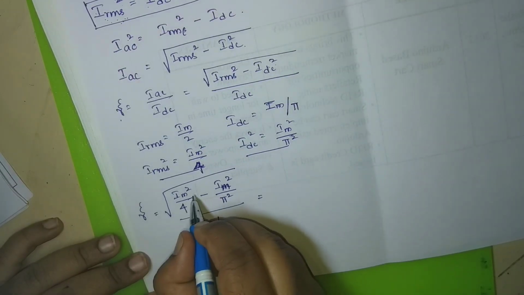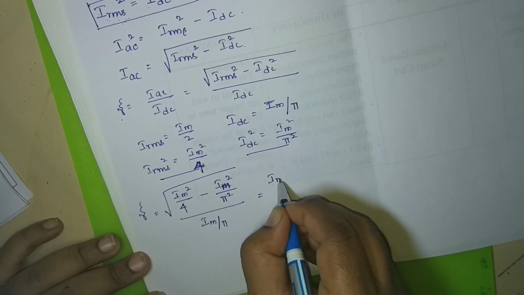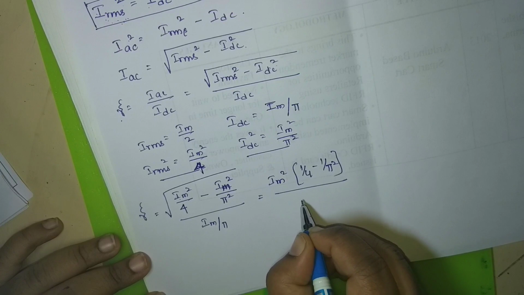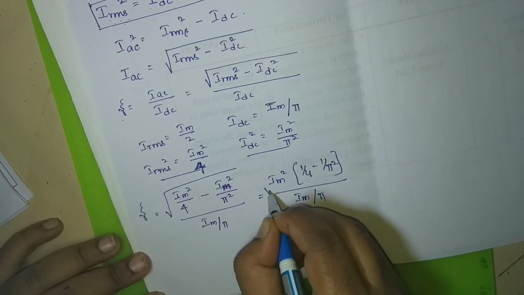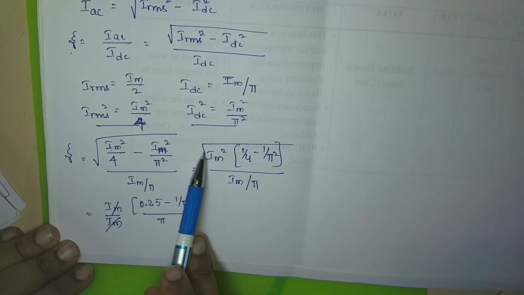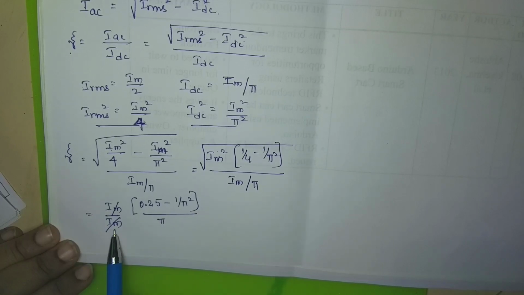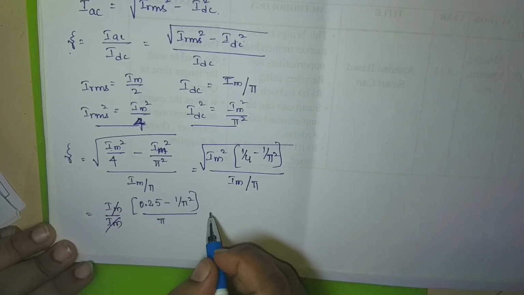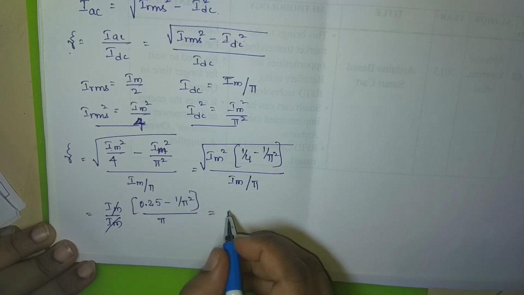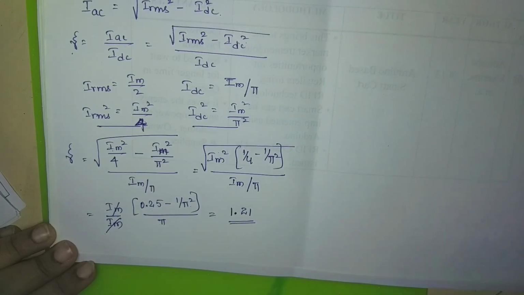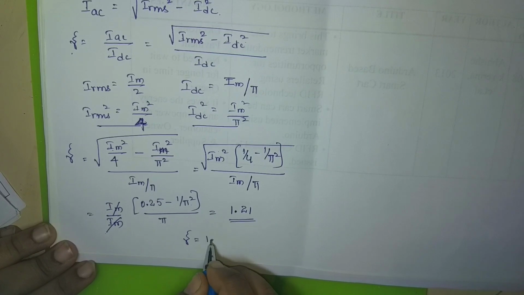In the next step, I take Im square common. It becomes Im square into 1 by 4 minus 1 by pi square, under the root, divided by Im by pi. Taking Im square under root, it becomes Im. So it is Im into the square root of 0.25 minus 1 by pi square, divided by Im by pi. Im and Im get cancelled. If you calculate this value, you will get 1.21. That is, the ripple factor is 1.21.